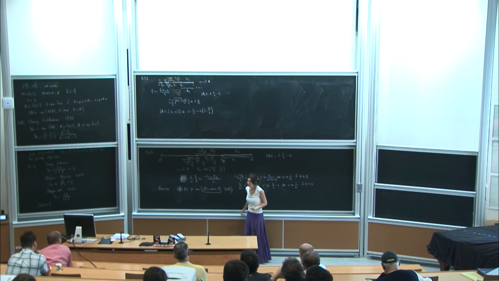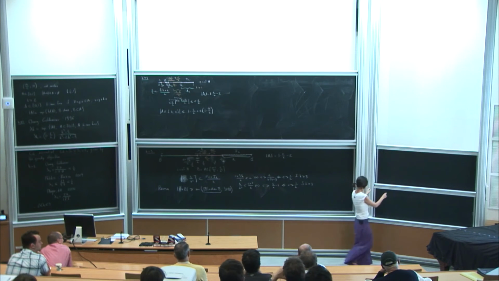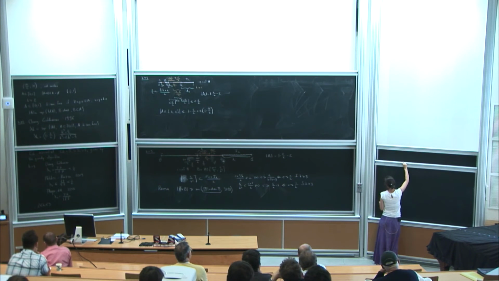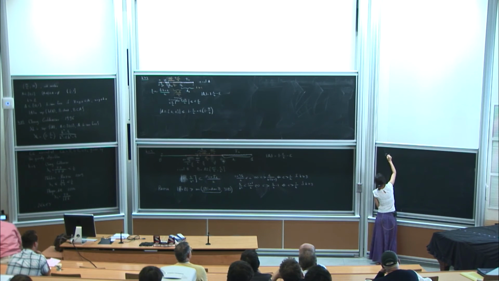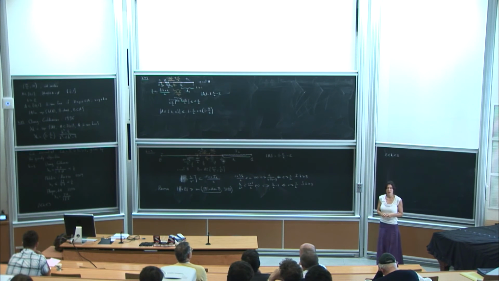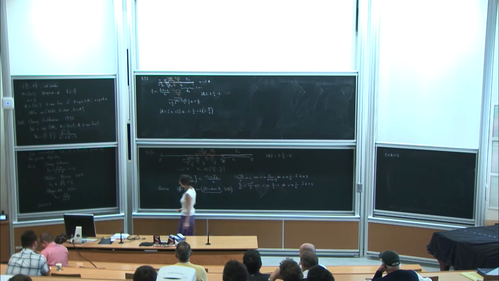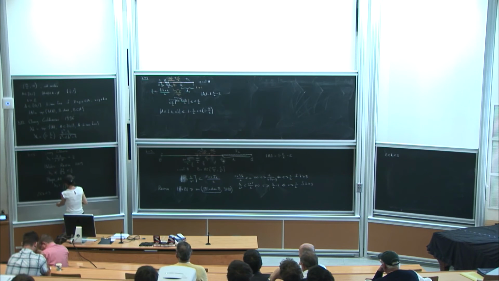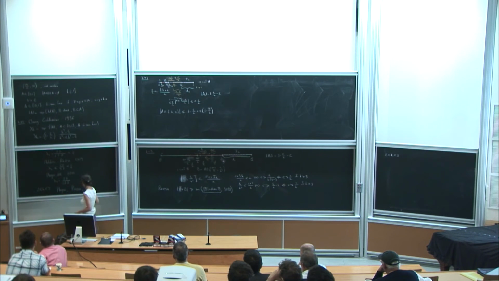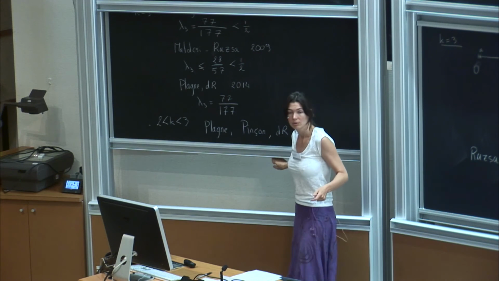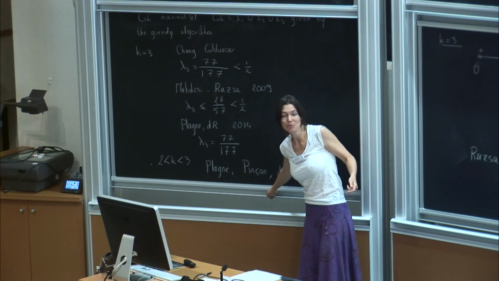And now maybe I have 1 minute, 2 minutes, 3 minutes. Oh, great. So I can talk a little bit about what happens for k between 2 and 3. Actually, so this work is, I should have written that, a work in progress, and this is a joint work with Alain Plagne and Bruno Pinson, who did the numerical experiment. So we had to use computers.